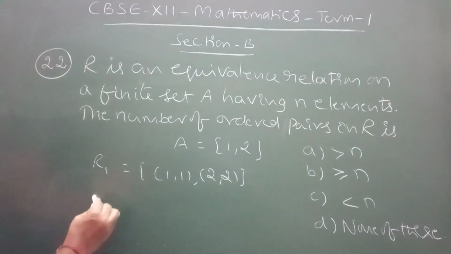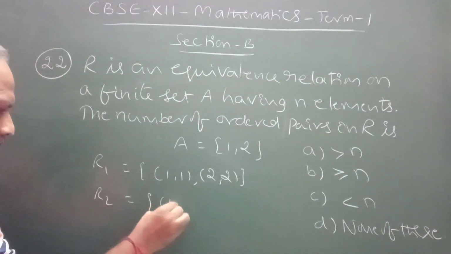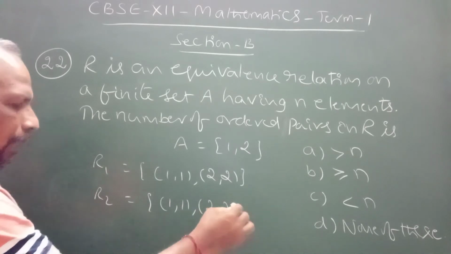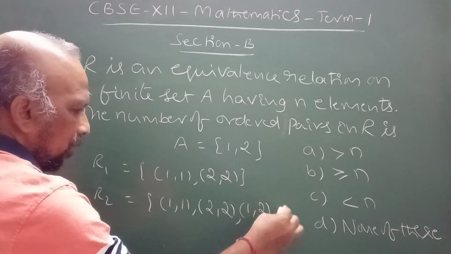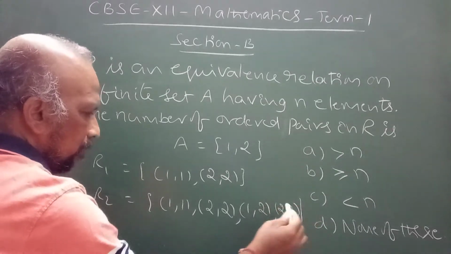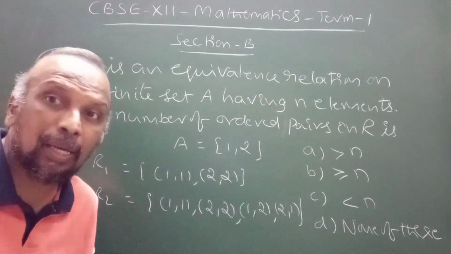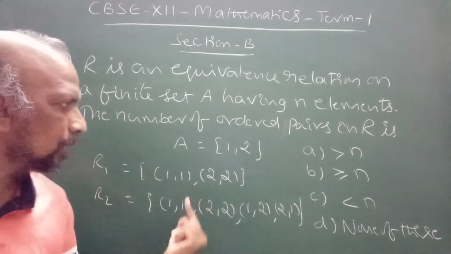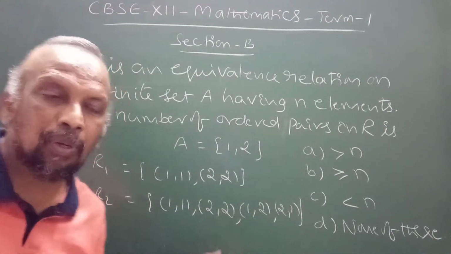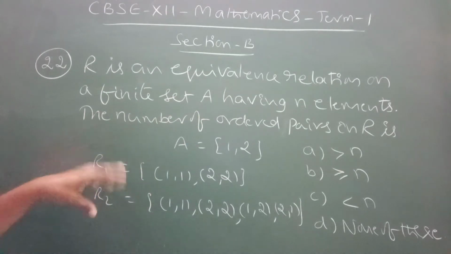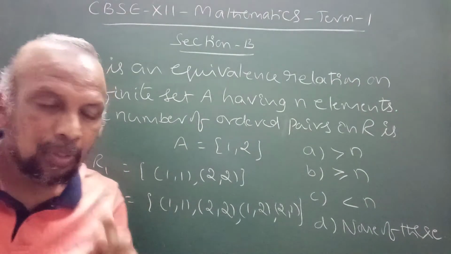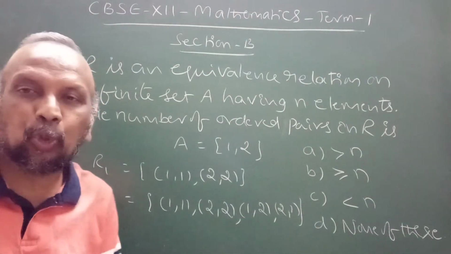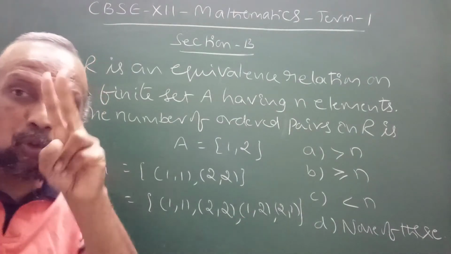If I take R2, what can I write here? (1, 1), (2, 2), and I can also write (1, 2) and (2, 1). This is nothing but A cross A: (1, 1), (1, 2), (2, 1), (2, 2). This is the maximum possible. So with 2 elements, the maximum number of equivalence relations is only 2: {(1, 1), (2, 2)} and {(1, 1), (2, 2), (1, 2), (2, 1)}. These are the possible equivalence relations, only 2.